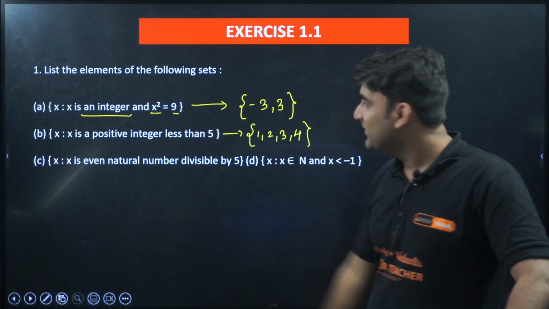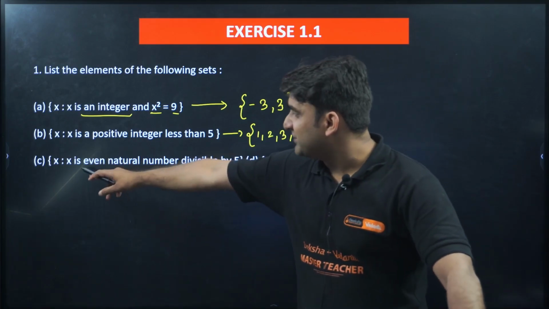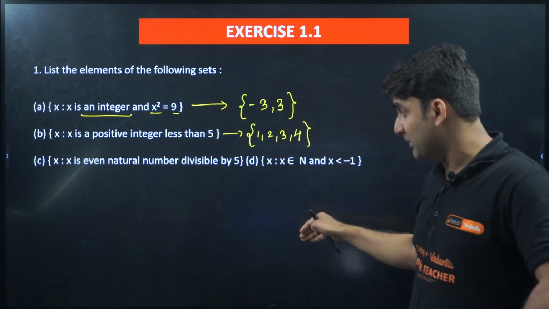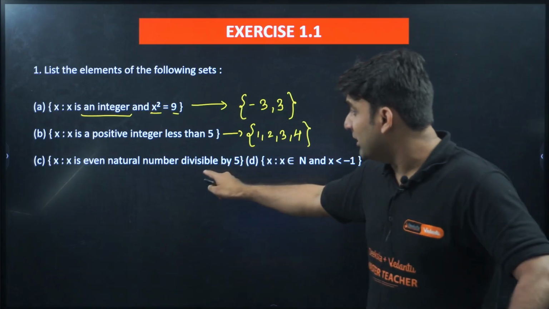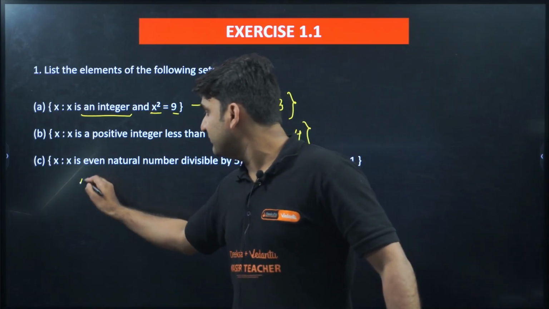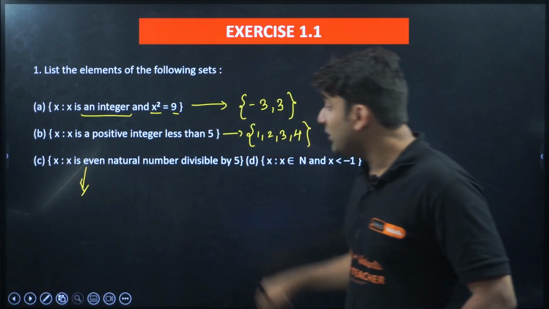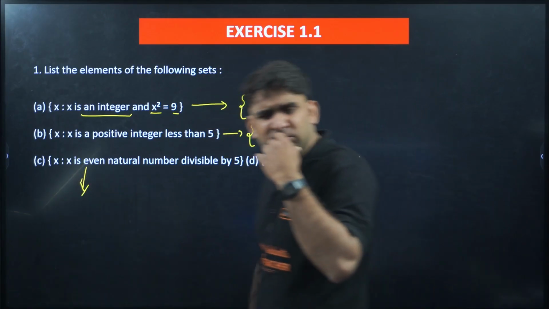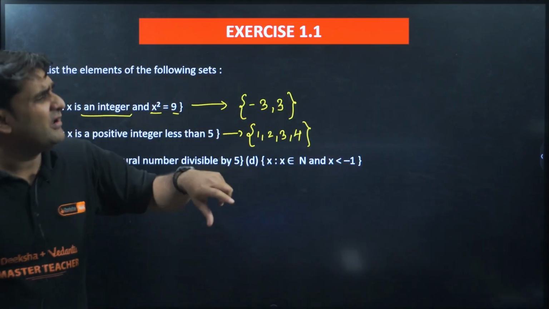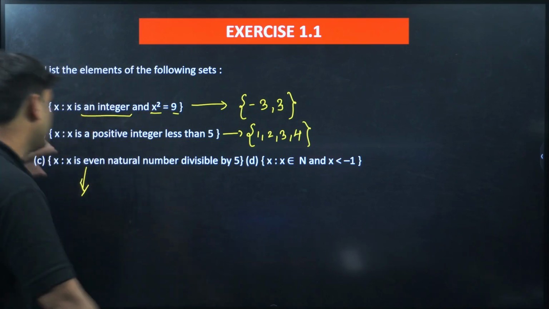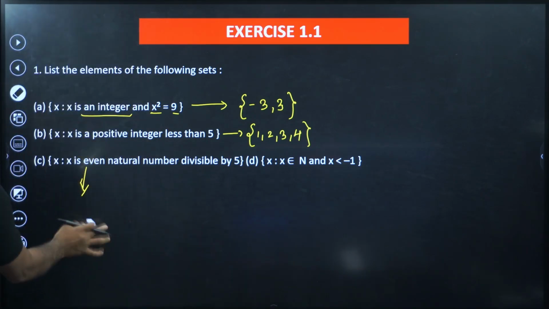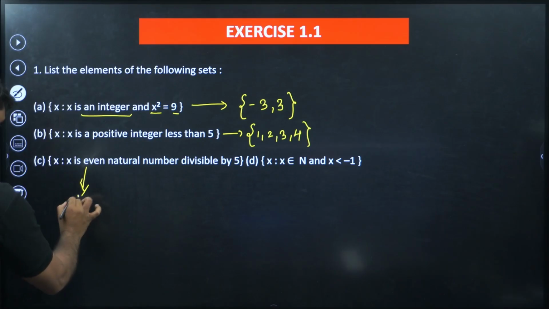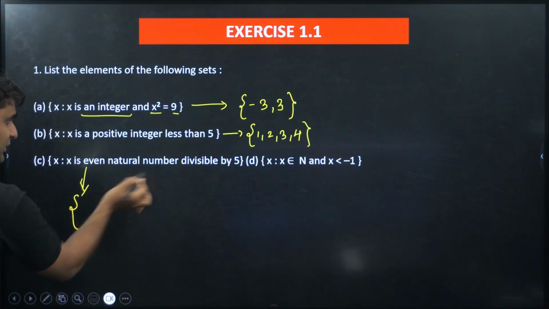Next, x such that x is an even natural number divisible by 5. So I am solving this C part. Even natural number divisible by 5. So how many such natural numbers are there? Listen, the set will look like first even.